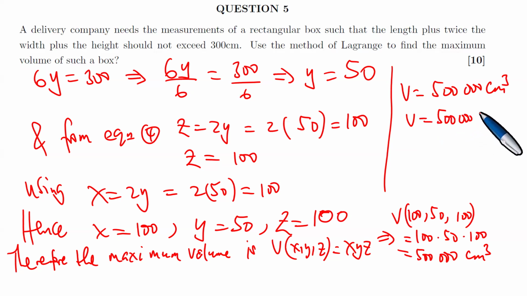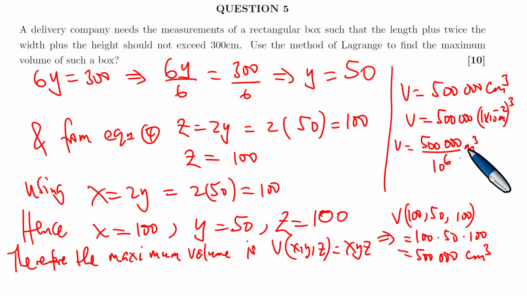A centimeter is 10 to the minus 2 meters. So when you cube it, it's going to be 10 to the minus 6 cubic meters, so divide by a million. Dividing 500,000 by a million gives 1/2 cubic meters. You can write it as 0.5 cubic meters.